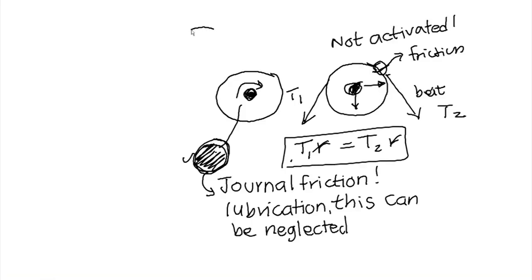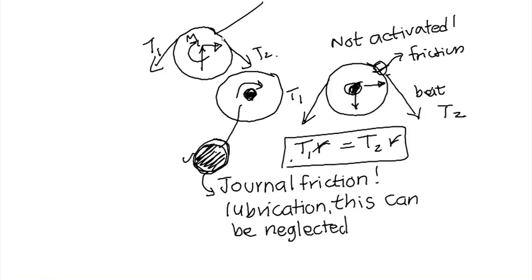As opposed to that, if you have a pulley which is not properly lubricated at this joint, then you see that it is not easy to turn that pulley. You have to put a lot of force just to move it. In that case, at this contact, you can have an internal torque in addition to these forces. Then T1 will not be equal to T2, and the friction between the belt and the pulley will be activated. So just because there is friction doesn't mean it has to be activated. It depends on what the loading is.